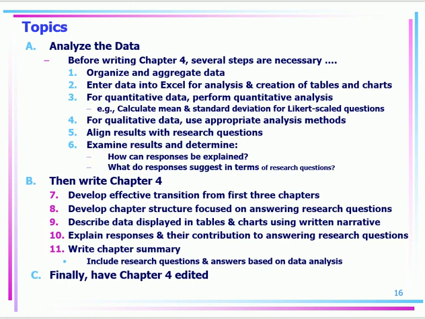You develop an effective transition from the first three chapters. You develop a chapter structure focused on answering the research questions. You describe your data in tables and charts. Tables and charts do not go in appendices. This is a test question. They go right in Chapter 4, because you don't want your reader to have to flip back and forth. Explain the responses and their contribution to answering the research questions, and write a Chapter 4 summary.